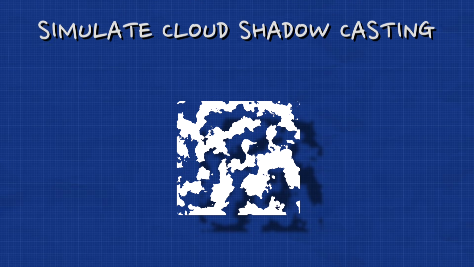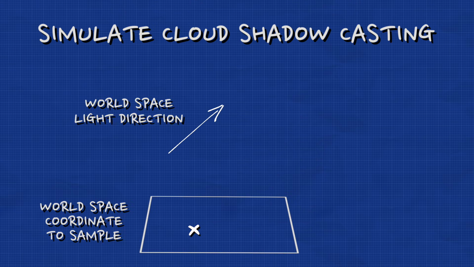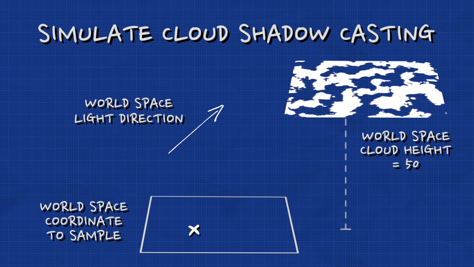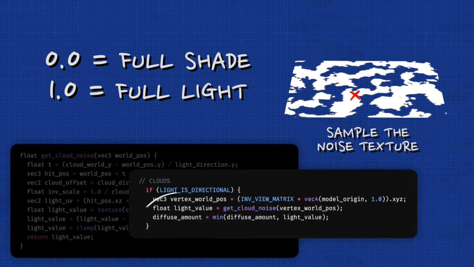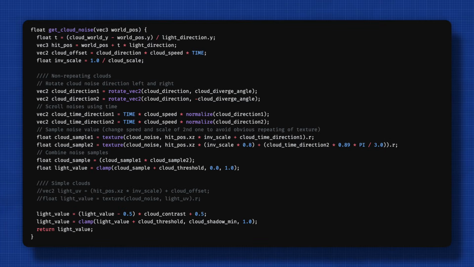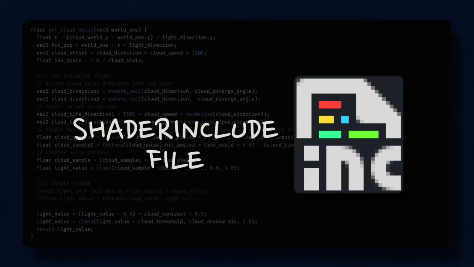We can simulate clouds casting a shadow using this noise texture as long as we have a world space coordinate, light direction, and a world space height for the clouds. With this information, we can march along the light direction using linear algebra to solve for the x and z coordinates at which the light intersects our world space height. At this position, we sample the noise, which will return a value from 0 to 1 that we can apply to the diffuse light. Like with the wind, we can animate these clouds by offsetting our sample by time, speed, and direction. I put this all inside a handy function called getCloudNoise that is stored inside a shader include file.